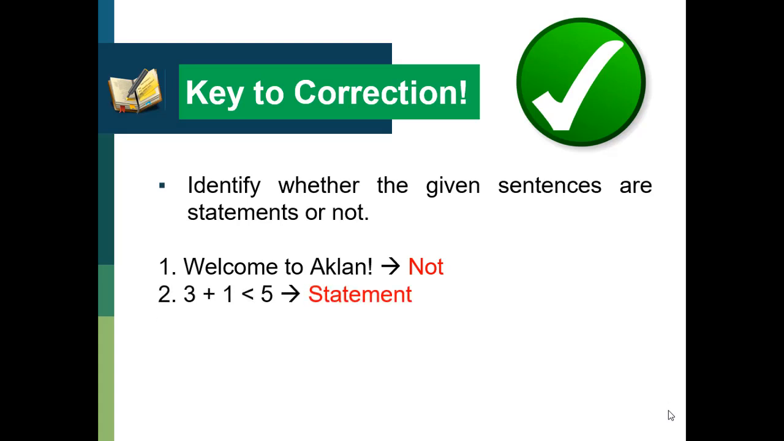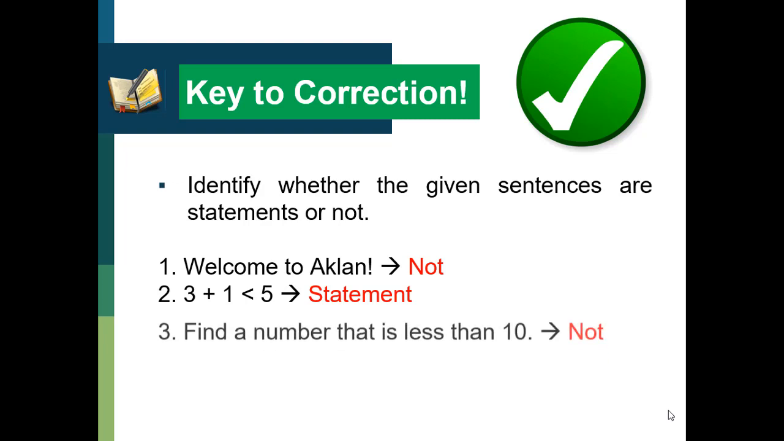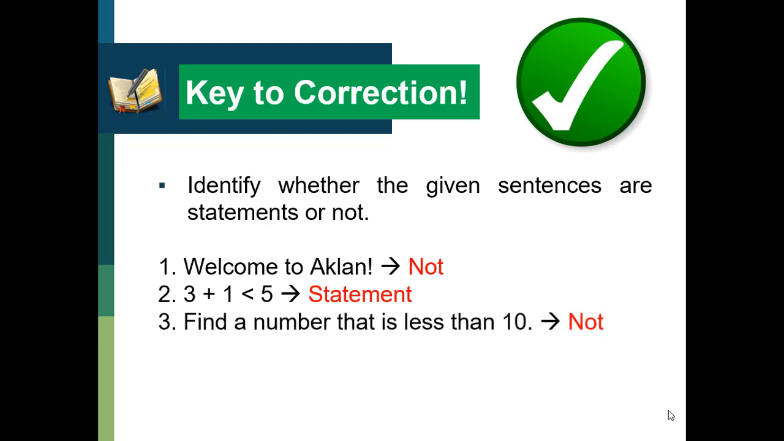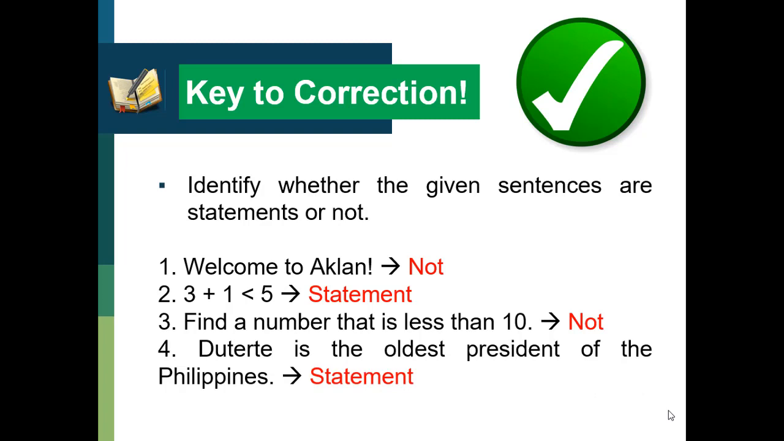Second, it is a statement because it's either true or false. Third, it's not because it's a command. The fourth sentence is a statement. And the fifth sentence is not a statement because it's a question. Alright, so I think you don't have any question about identifying whether the given sentence is a statement or not. Let's continue the discussion.